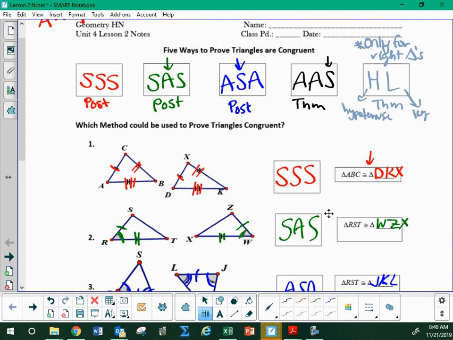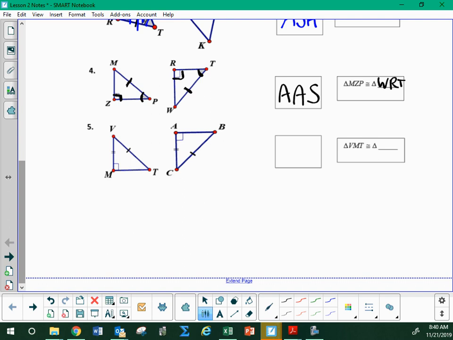So technically we first have to have it's a right triangle, and then we have to have a set of legs congruent and the hypotenuses have to be congruent. I like hypotenuses. Hippopotami? Yes. What would it be? Hippopotamuses.